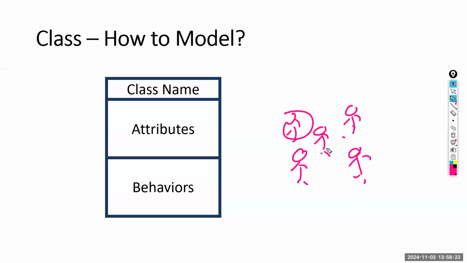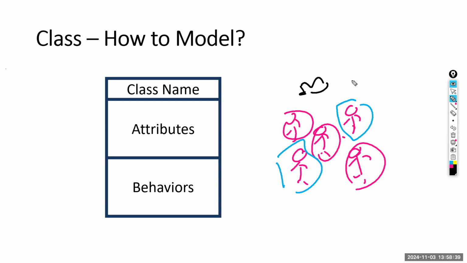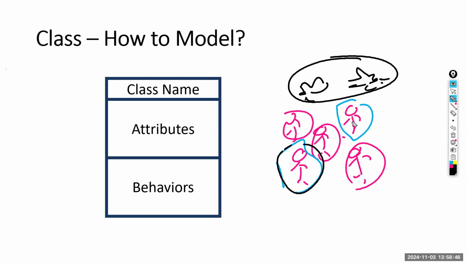Maybe this set of objects has the same set of attributes and the same set of behaviors. Maybe these are a different type of objects, and maybe these are another different type of objects, say vehicle or something. If you have different types of objects, you need to represent those objects using a class.